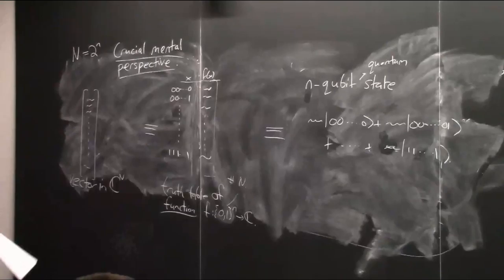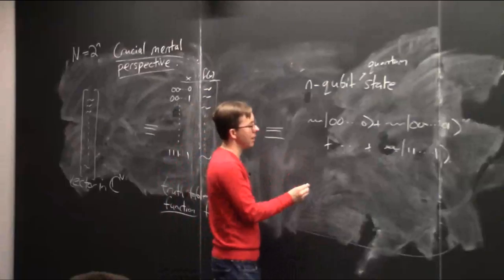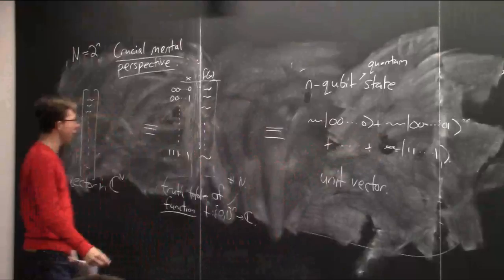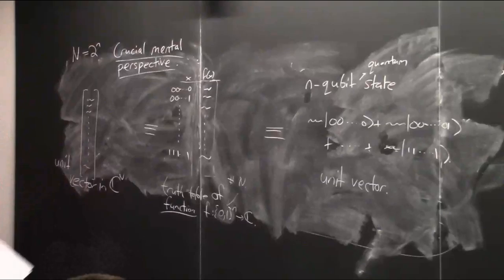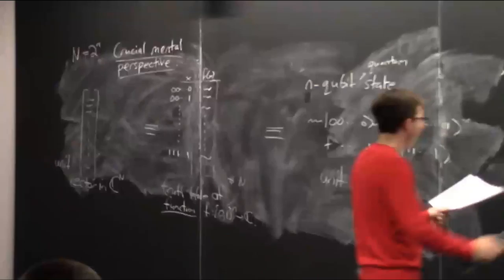Actually, there's a really annoying issue here with the normalization. Of course, a quantum state has to be a unit vector, in the sense that these magnitudes squared have to add up to 1. That's fine, that's just associated with the unit vector in C^N. This is less natural to impose on a function. I mean, what are you saying here? The sum of the squares of the values of the function is 1. It's a little bit weird.